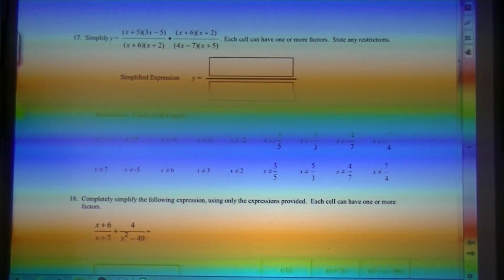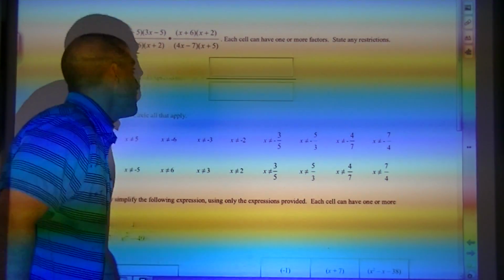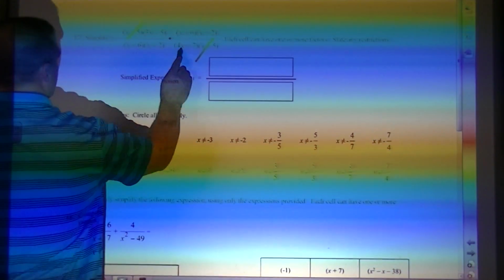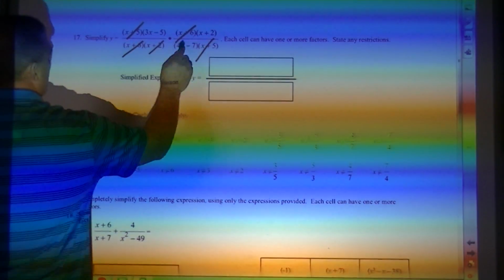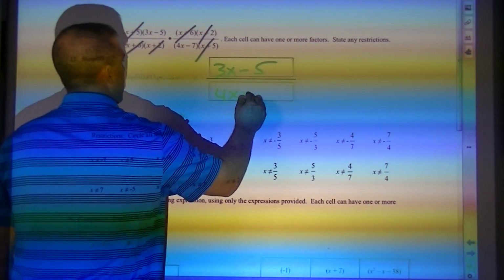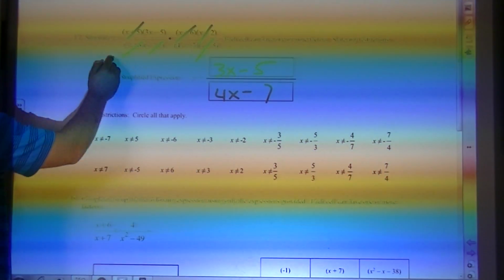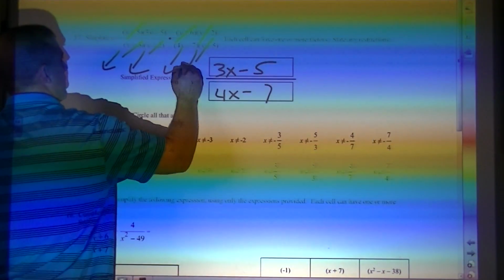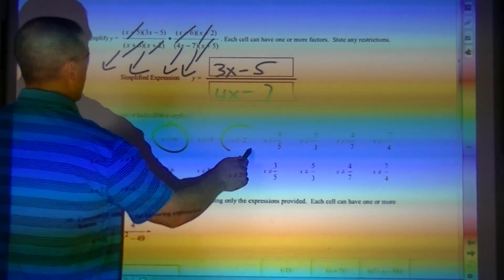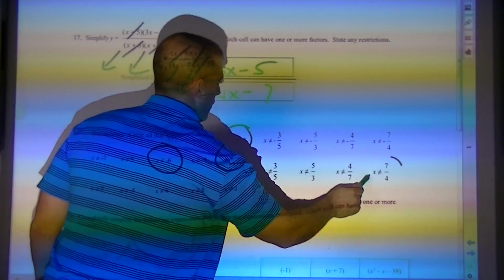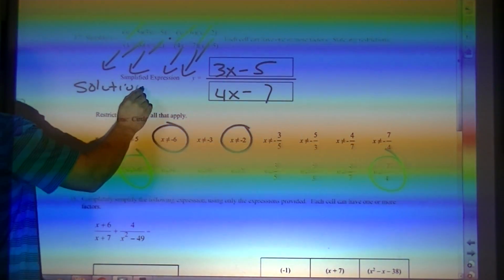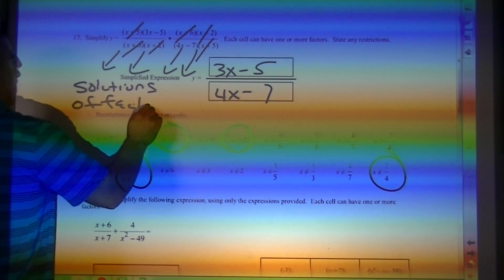17, write the simplified expression. Nice thing is everything's factored already. So I cross off that. Anything else vertical? Nope, I can cross off that, and I can cross off that. So the simplified expression is 3x minus 5 over 4x minus 7. Now the restrictions, this is pretty easy, is anything from the denominator. So x can't equal negative 6, x can't equal negative 2, x can't equal 7 over 4, and x can't equal negative 5. They're the solutions of the factors in the denominator.